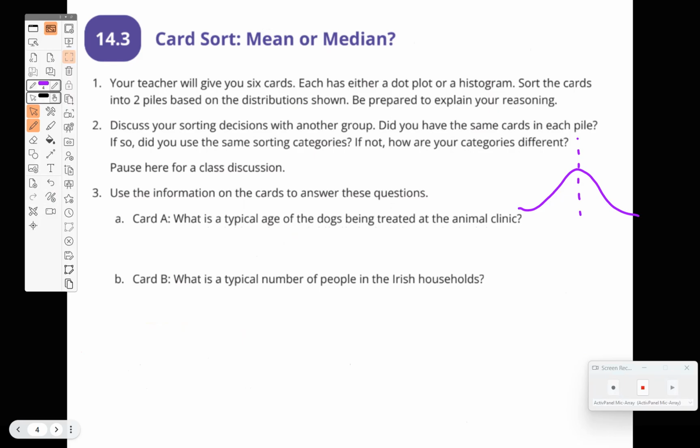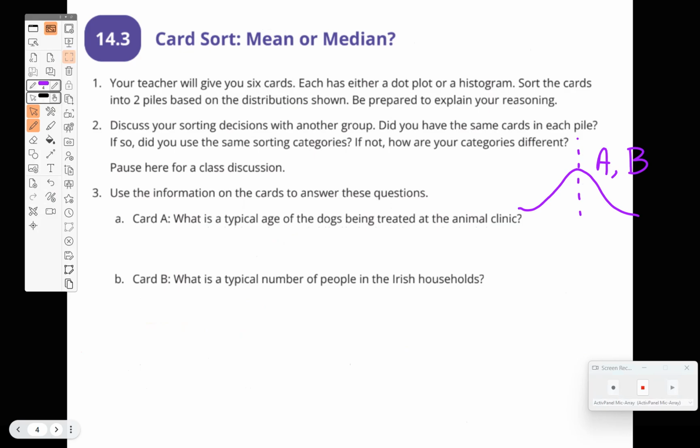Which one? F. Let's look at F. Do you think F is symmetrical, the same on both sides? No. Which one is one that's symmetrical? B? B. Look at card B. Does B match this symmetrical curve? Yes. Went down 5. Yeah, good.